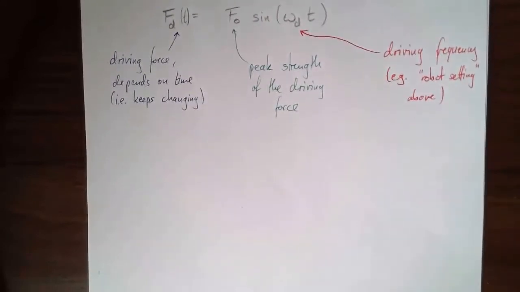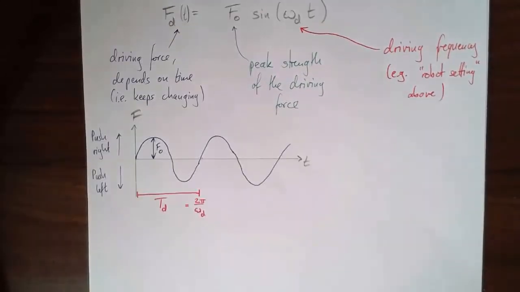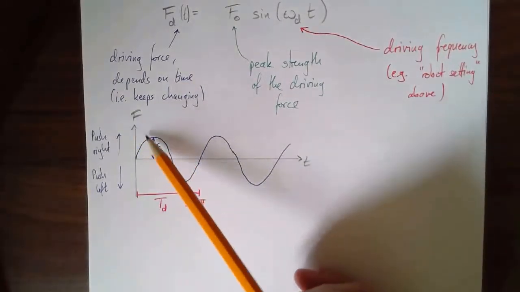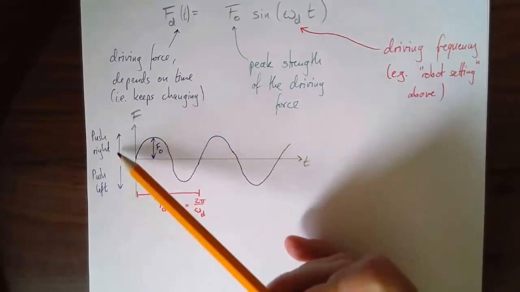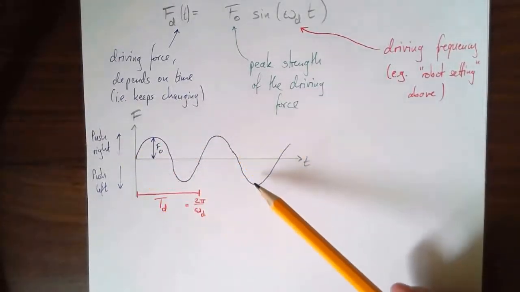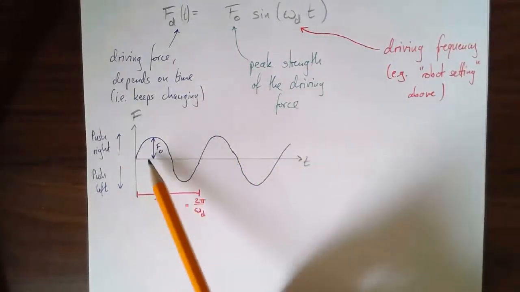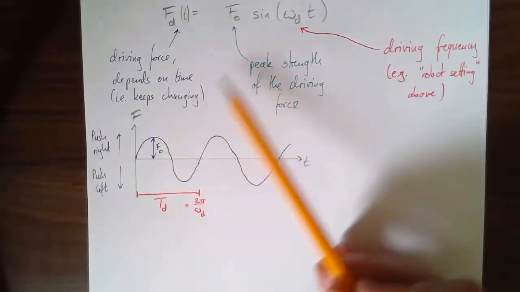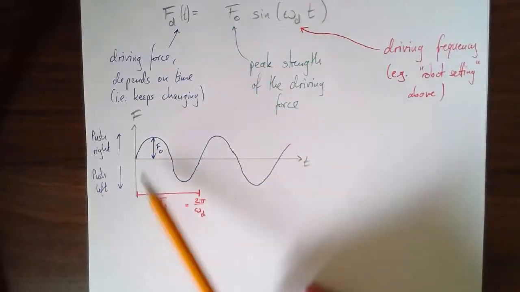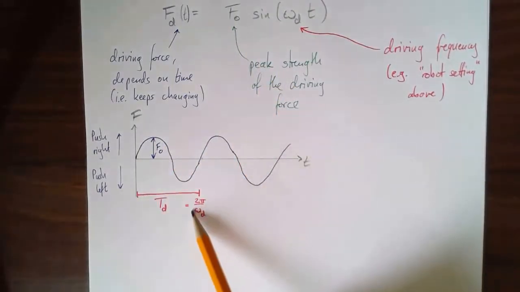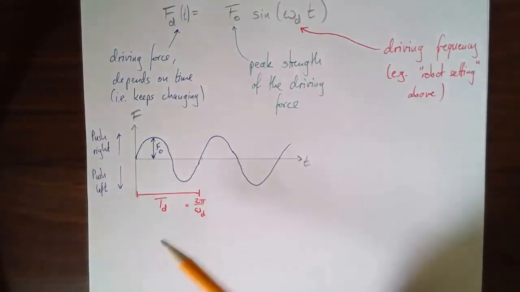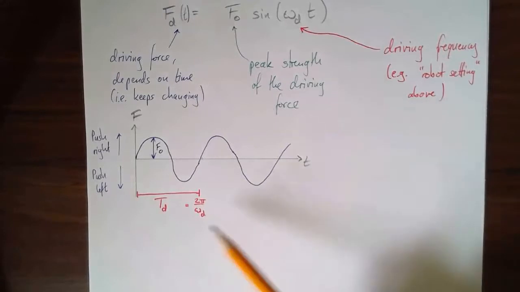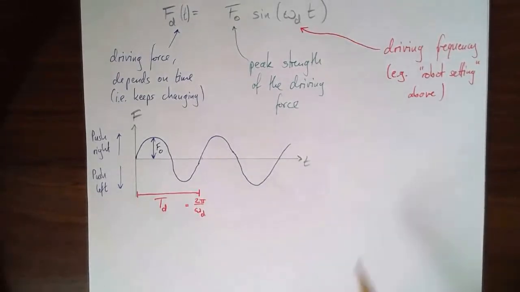Right? So let me just plot this. So here you go, by magic, here's the plot of the driving force. It goes up and down, or it could be to the right, to the left, to the right, to the left. And the maximum strength is this value F naught, and it happens at a rate that depends on this driving frequency omega d. This is the sine function. It just means something else than the physical oscillation sine functions we've been looking at.